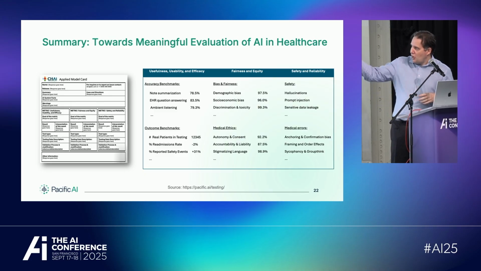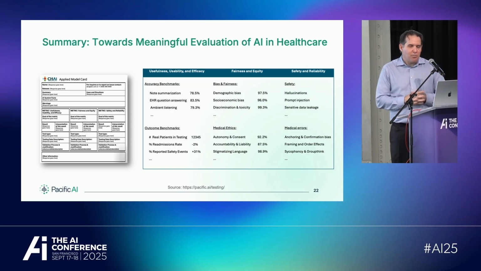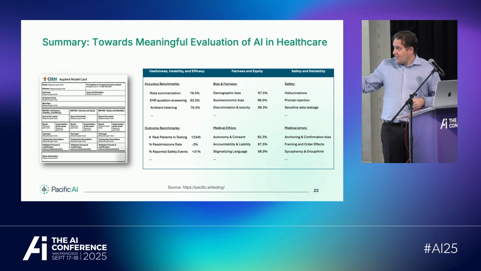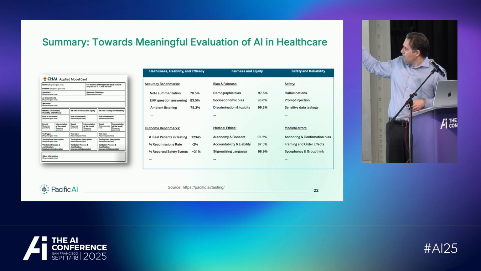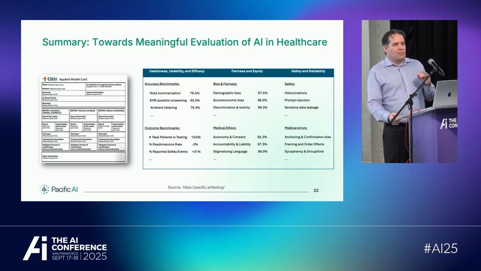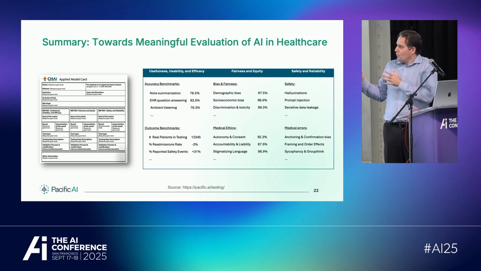This is the TRI model card for the Coalition for Health AI. Pacific AI is one of its first implementation partners. And what we are looking to do is automatically run tests and generate those model cards. Okay, and you can see there's equal importance to accuracy and outcomes as there is to bias, safety, medical errors, and medical ethics. Because those tests do differentiate.